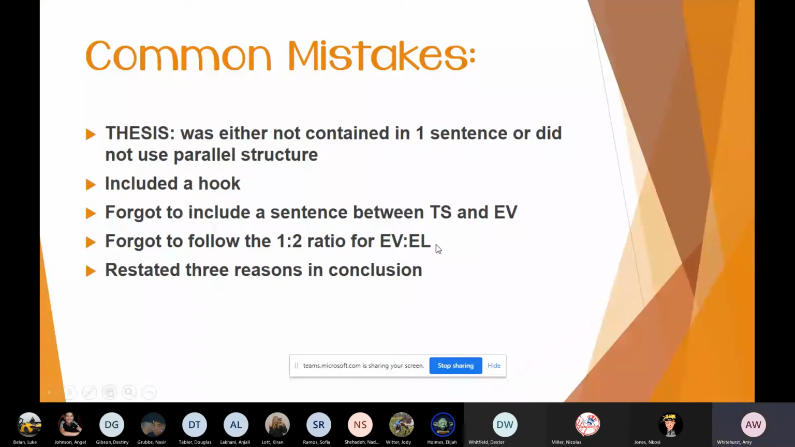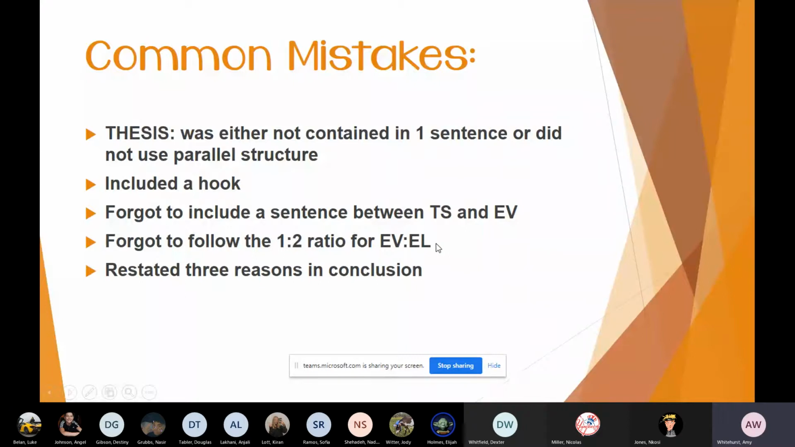Another really common mistake that I noticed when giving feedback on the essays was that a lot of us forgot to follow the 1-to-2 ratio for evidence and elaboration. Again, this might be new terminology for you, but essentially for every one piece of evidence, you need to have a minimum of 2 sentences of elaboration. This would be a really good note to take. For every 1 sentence of evidence, you need to have a minimum of 2 sentences of elaboration. I saw a lot of papers that were really heavy on evidence and lacking in elaboration.